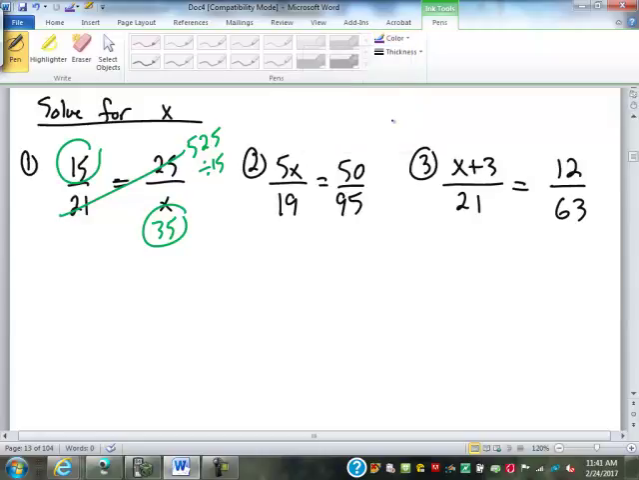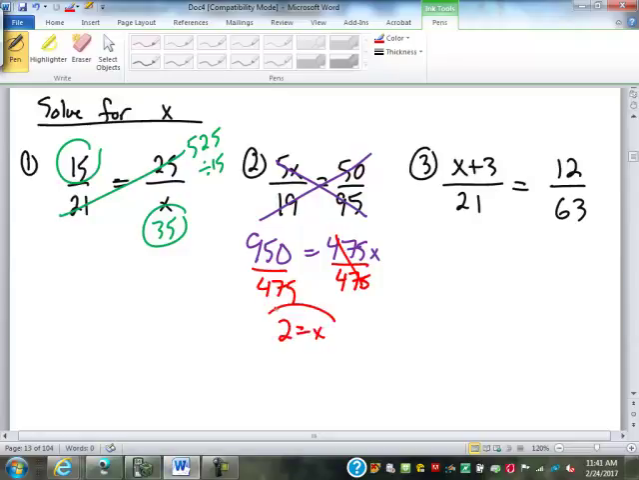Now that one we could do that straight cross multiply and divide. For 2 and 3, it's most likely easier if we cross multiply and create the equation. So we've got 19 times 50, which is 950. And then we've got 5x times 95, which is 475x. And to solve that, what do we have to do? Divide by the 475. So 2 equals x, or x equals 2.